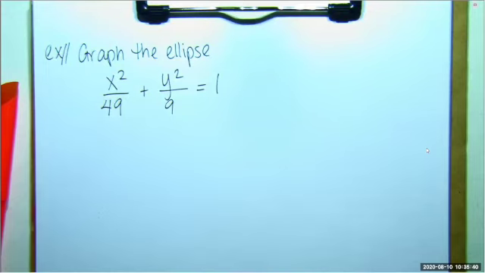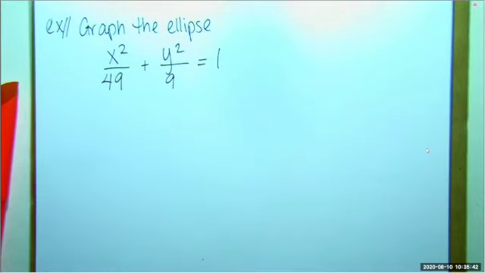Okay, so first one, graph the ellipse. We are given x squared over 49 plus y squared over 9 is equal to 1. The first thing we want to do is determine how this ellipse is oriented. Is it horizontal? Is it vertical? Where is the major axis?